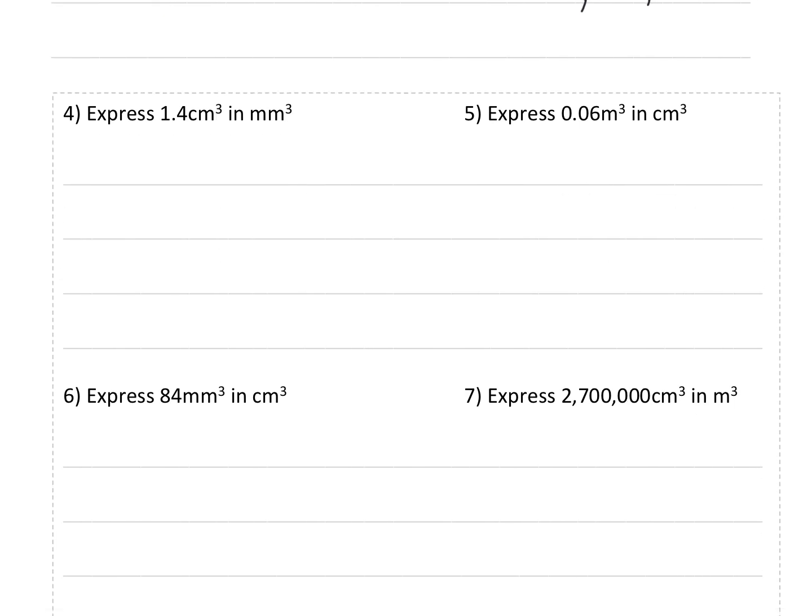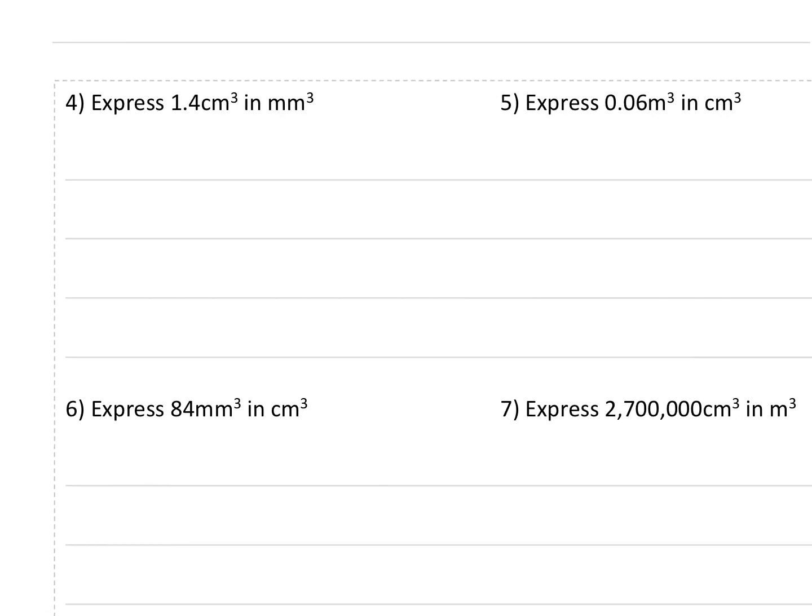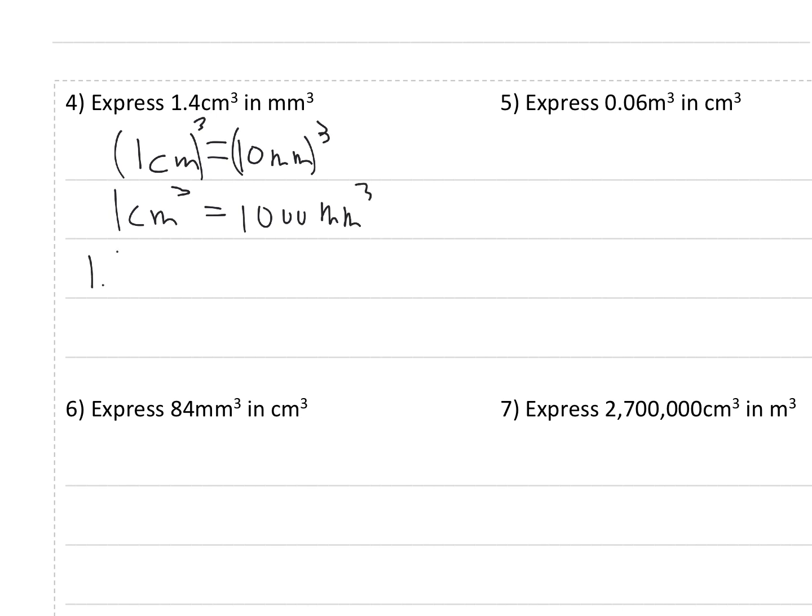Okay, example 4, we have to express 1 centimeter cubed in millimeters cubed. So to start off our conversion, we write down what we know about centimeters and millimeters. We know 1 centimeter is 10 millimeters. For cubic units, we need to cube that, and we get that 1 centimeter cubed would be 10 times 10 times 10, which is 1,000 millimeters cubed. So if you have 1.4 centimeters cubed, you'd have to times that by 1,000 to put that into millimeters. And that would be 1,400 millimeters cubed.